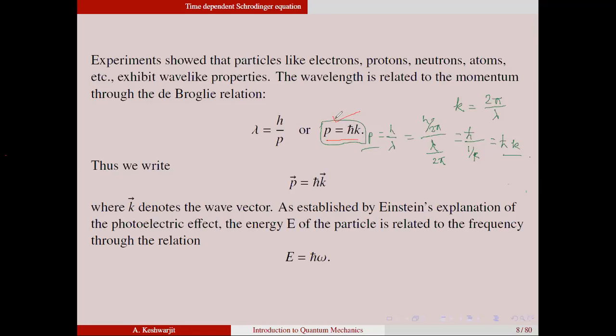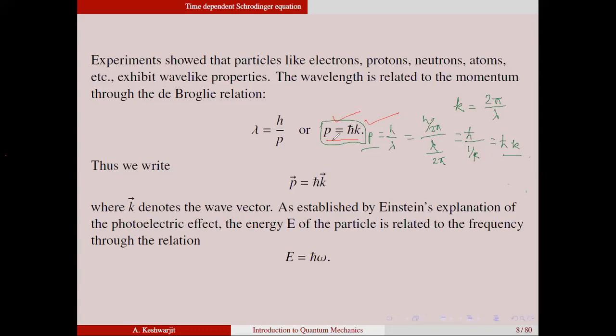So from now onwards, you should remember that p is equal to h bar k, where h bar is h by twice pi. It is the reduced Planck constant, and k is the magnitude of the wave vector. So this is the relation between p and k in one dimension.